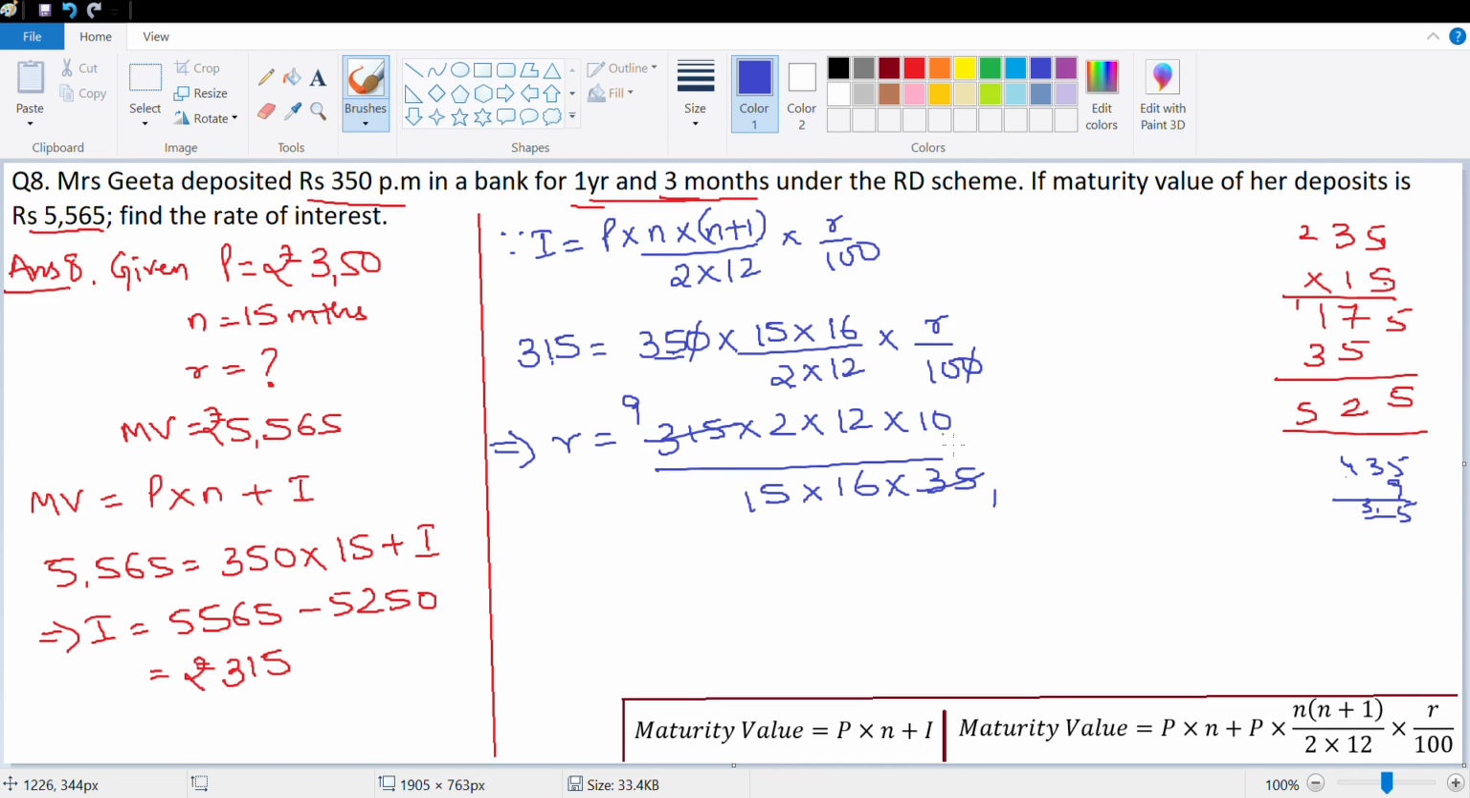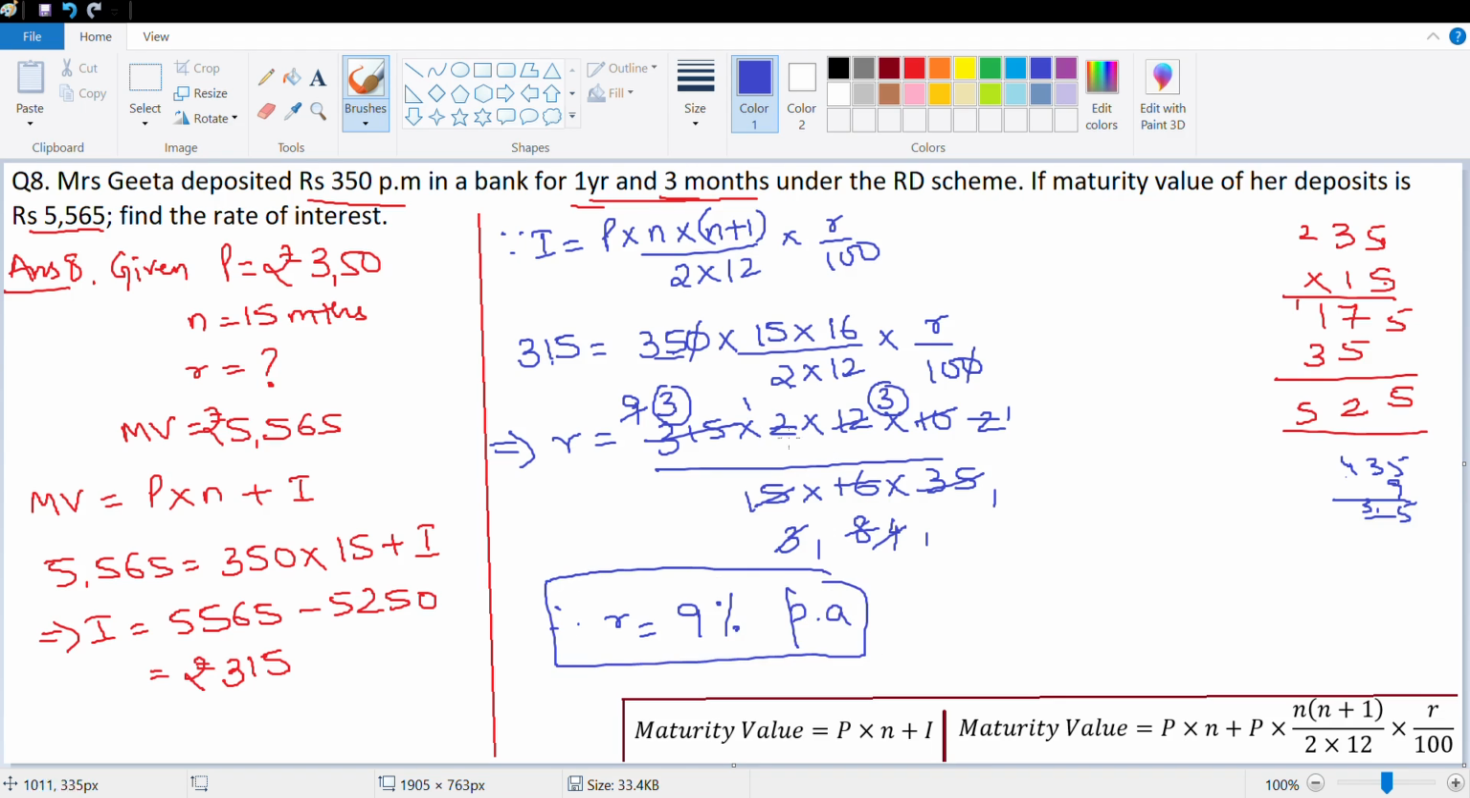This is 5 into 2. This is 5 into 3. This is 3 into 1. This is 3 into 3. This is 2 into 1 and 2 into 8. This is 2 into 1 and 2 into 4. This is 4 into 1 and 4 into 3. So in the numerator I have 3 and another 3. Therefore R is equal to 3 into 3, that's 9% per annum. I would strongly recommend that you do not get into complicated multiplications. You should look at simplifying by cancelling out common terms, and then you are able to do simple calculations.